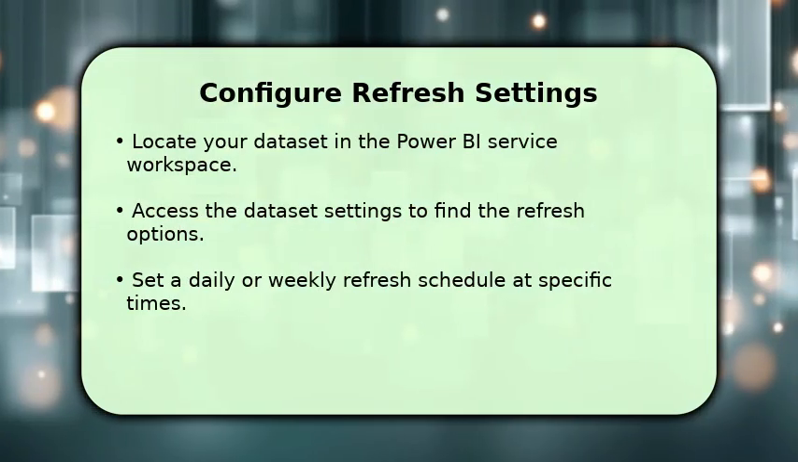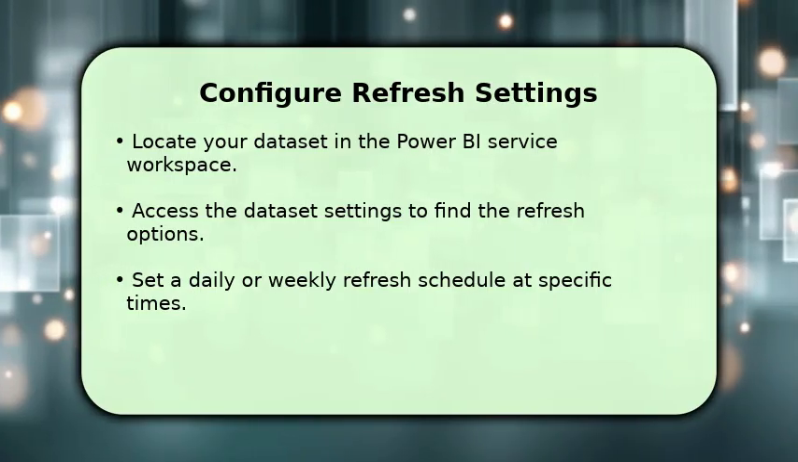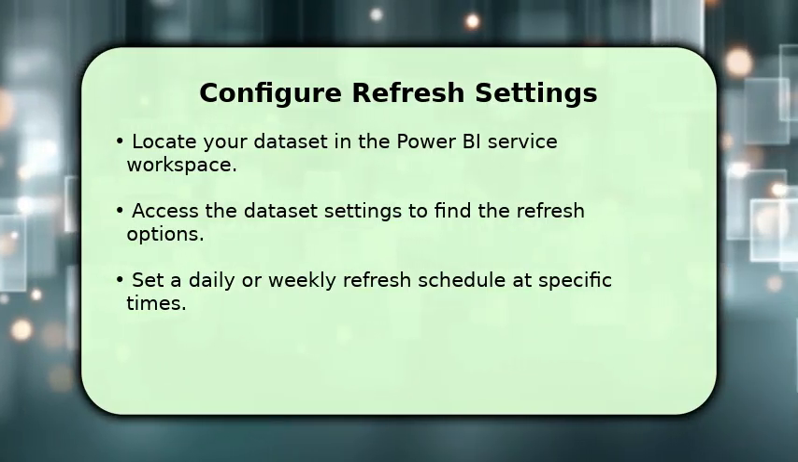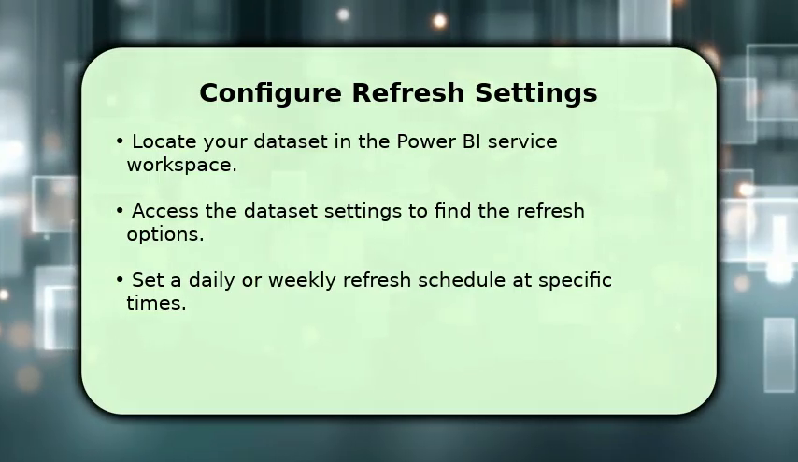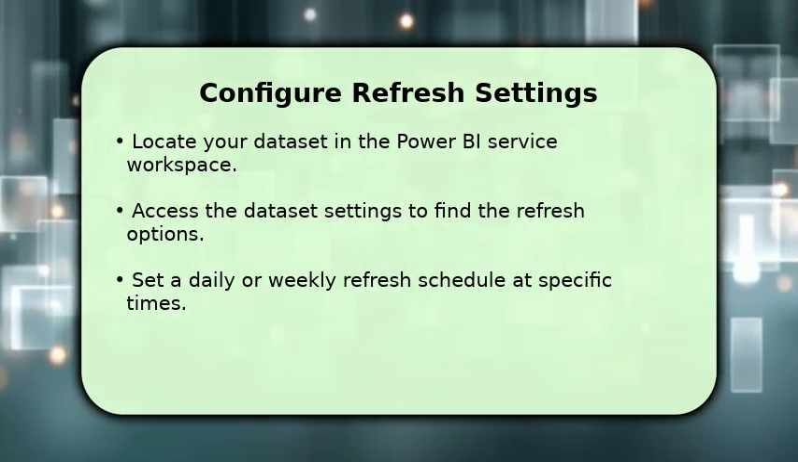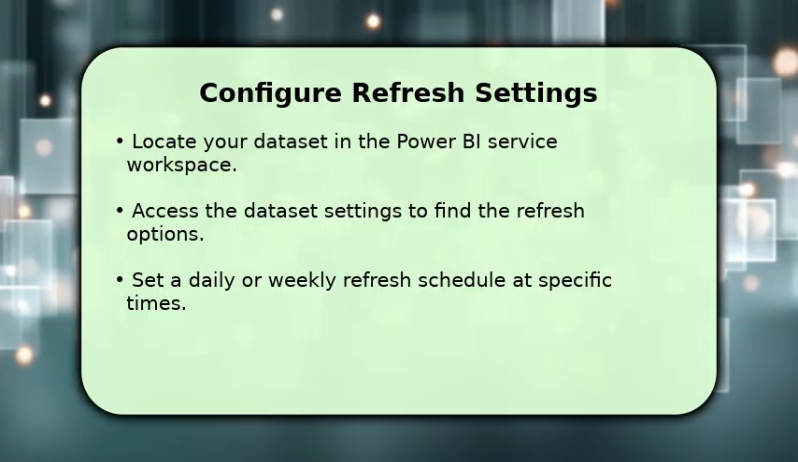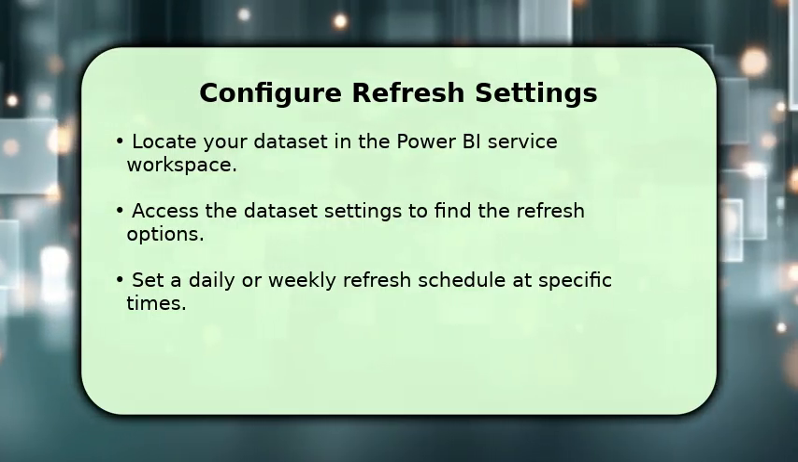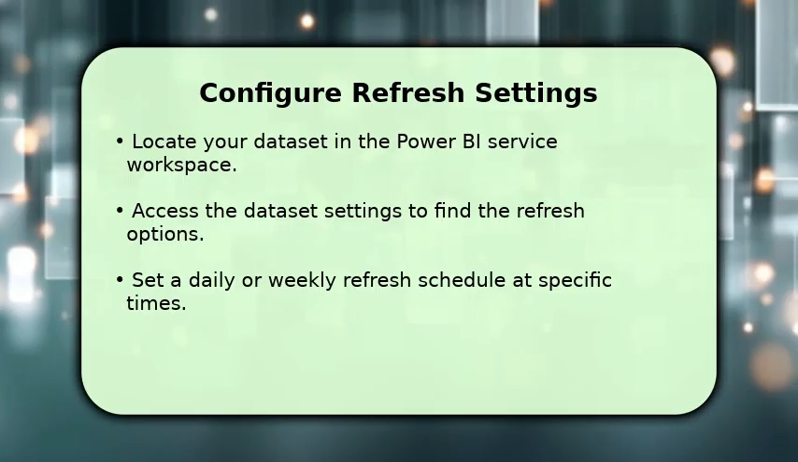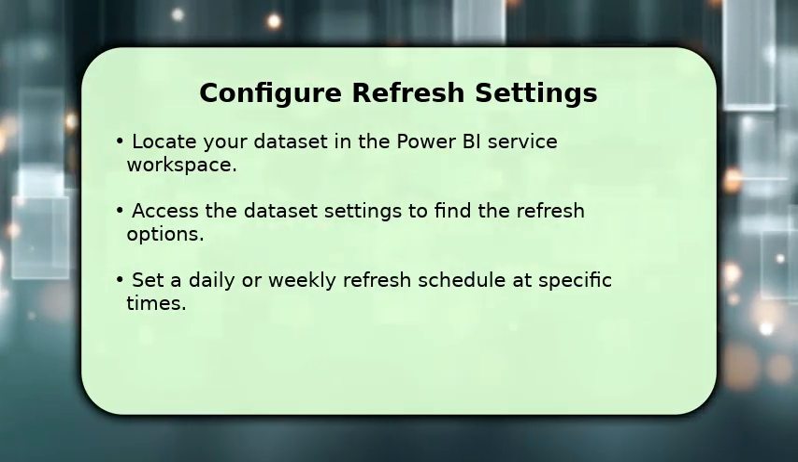With your gateway and data source configured, navigate to your workspace in the Power BI service and find the dataset associated with your report. Click on the three dots next to the dataset and select Settings. Under the Gateway Connection section, ensure your newly configured gateway is selected and the data source credentials are correct.